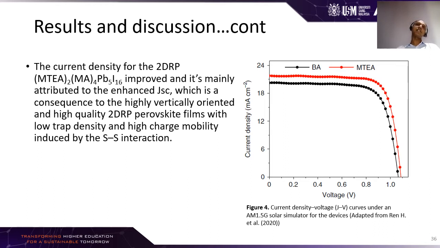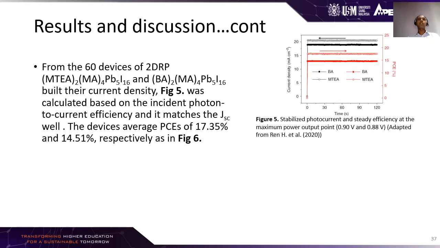The JSC is the current density of the short circuit, which is a consequence of the highly vertically oriented and high quality 2DRP perovskite films with low trap density and a high charge mobility induced by the sulfur to sulfur interaction. Now looking further.